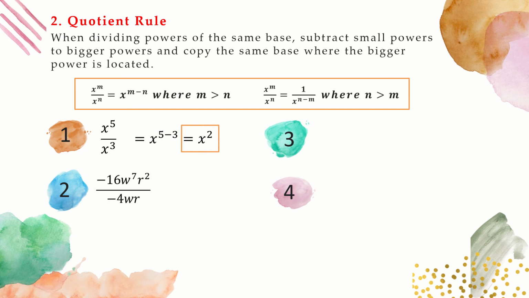Next example, negative 16 w exponent 7 r squared divided by negative 4 w r. The exponents of w and r in the denominator are obviously both 1. So what shall we do? We copy negative 16 and negative 4 in the denominator. Then the exponent of w, since the denominator is w exponent 1, we subtract 1 from 7. So w exponent 7 minus 1, where r is in the numerator because the exponent in the denominator is smaller compared to the numerator.